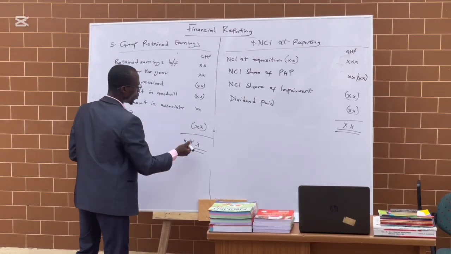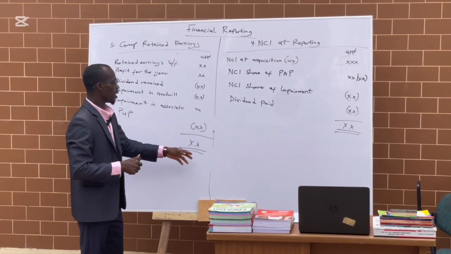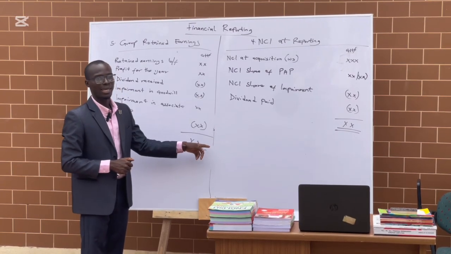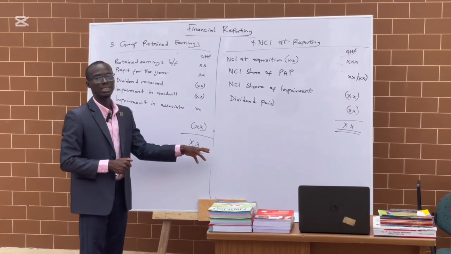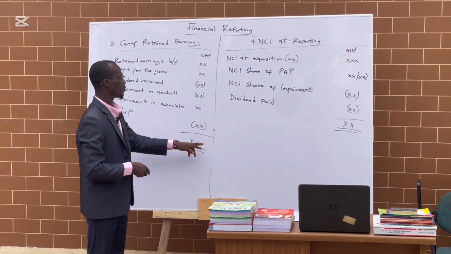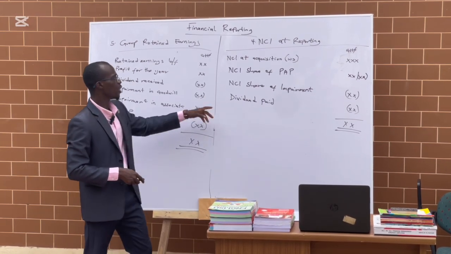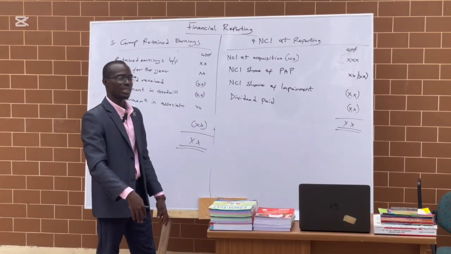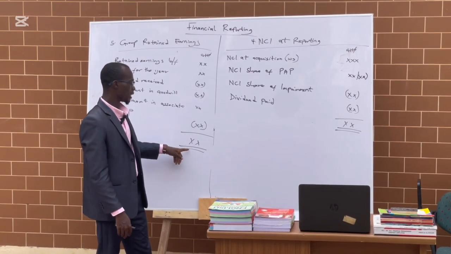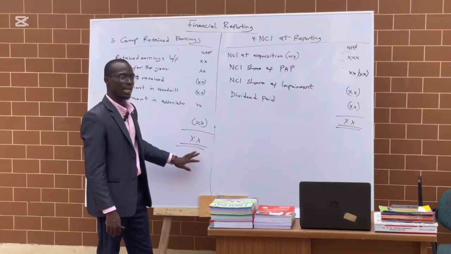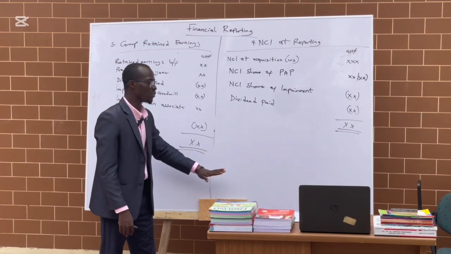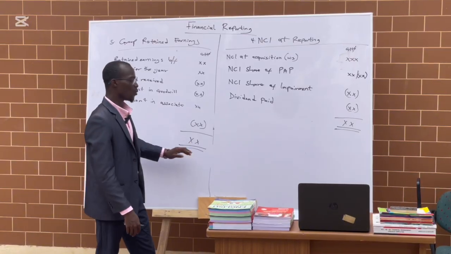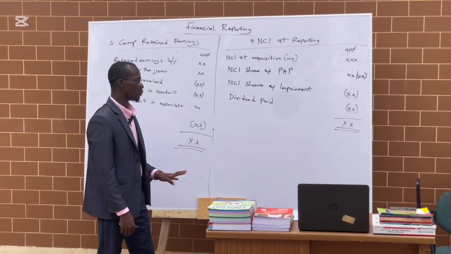And this figure will go to the consolidated financial position, whereby it will be beneath equity. This one is working 5. So when you bring the NCI as working 4 under the equity side, you bring group retained earnings also under equity as working 5. So that's how it is going to be done.